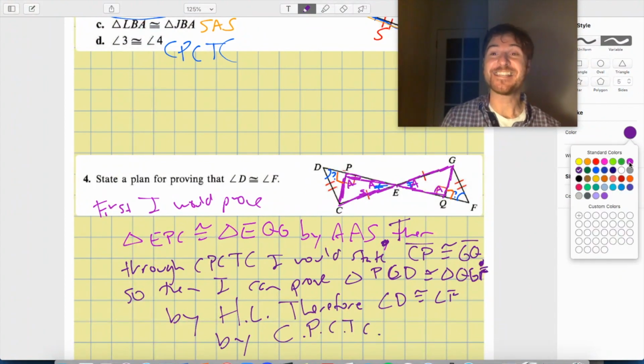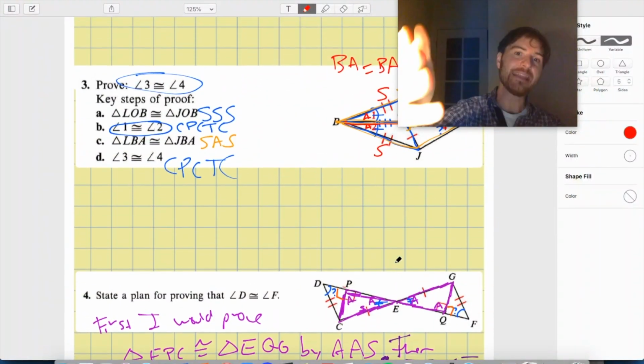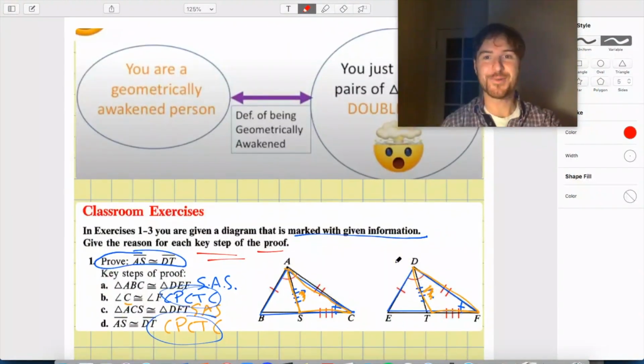That's right. I said CPCTC how many times here? I said it once after I proved the first set of triangles congruent. I said it a second time after the second pair of triangles congruent. Double CPCTC. You're saying that pretty much twice in every single problem you have today.